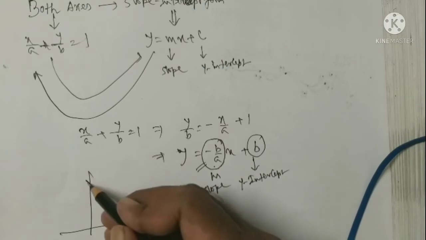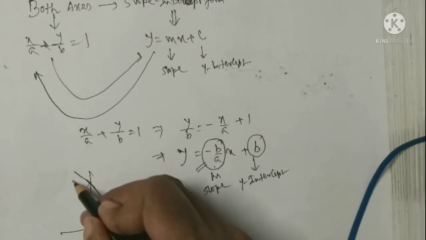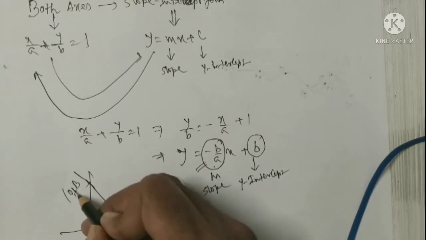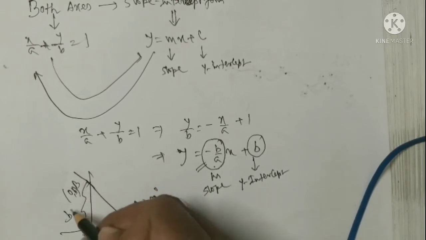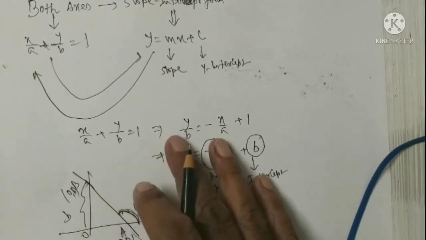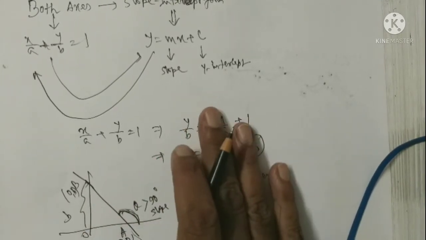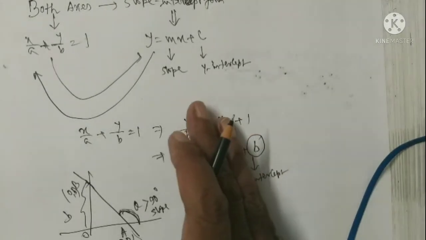Theta greater than 90, the position of the line is this is point a comma 0, this is point 0 comma b, and slope negative and y intercept is b. Everything is related here. Now the proof is complete. The both axis form can be transformed to another form and another form can be transferred to both axis form.